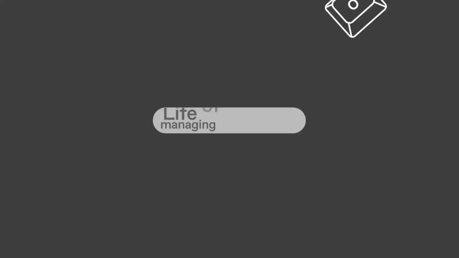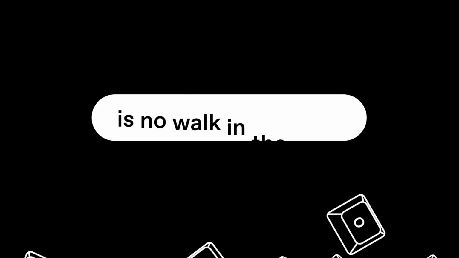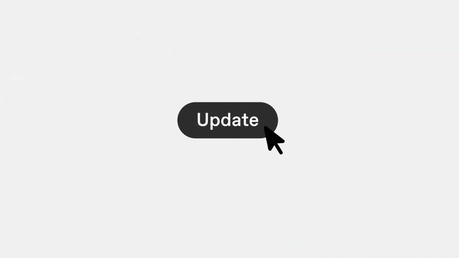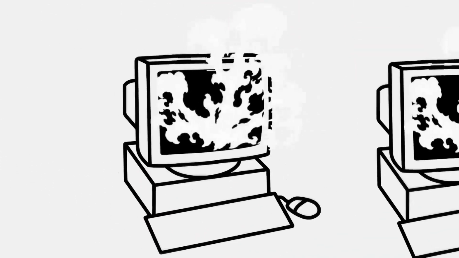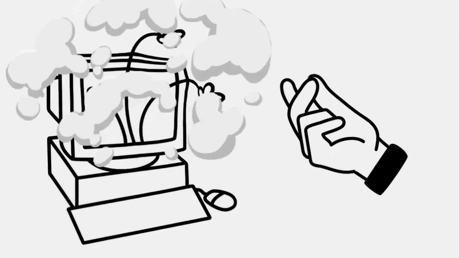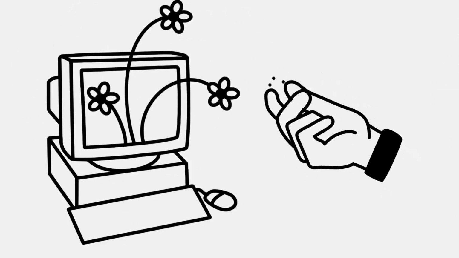Life of an IT pro managing Microsoft 365 is no walk in the park. Who would have thought that cloud inventory and visibility would be so difficult? Playing catch up with updates and changes is overwhelming. And forget about making sure tools are used the right way. With ShareGate though, managing Microsoft 365 is a walk in the park.